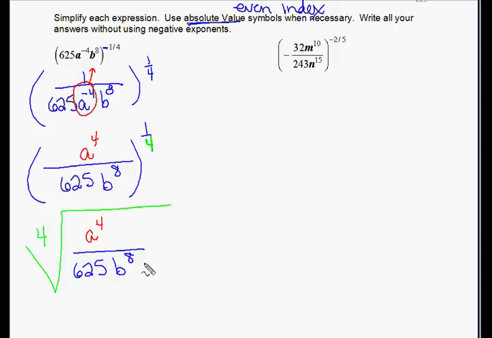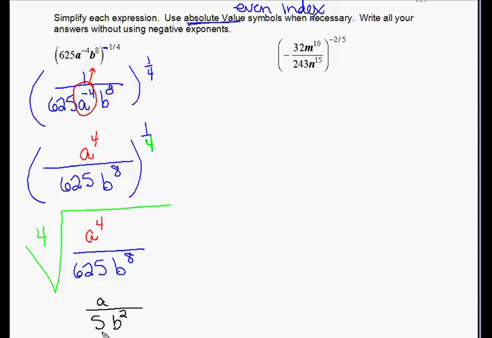This index indicates that we need to find a number that was multiplied by itself 4 times to give you a to the 4th, and that would be a. A number multiplied by itself 4 times to give you 625 is 5, and b to the 8th means that I have 8 b's. If I was to circle 4 at a time, I would have 2 sets, and that's b squared.